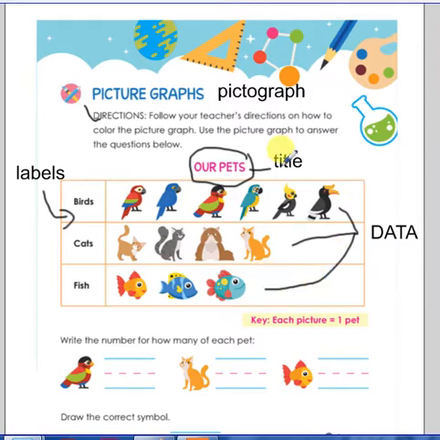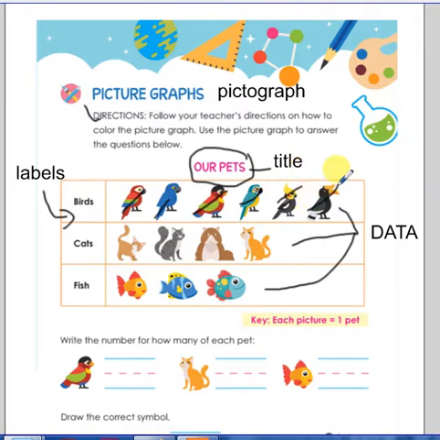So number 1 of pictograph is title. The title we put up. Number 2, labels. Labels we put inside the boxes. Number 3, data. What's the meaning of data? Things that we can collect or count. The data number 1 is birds. How many birds here? 1, 2, 3, 4, 5, 6.